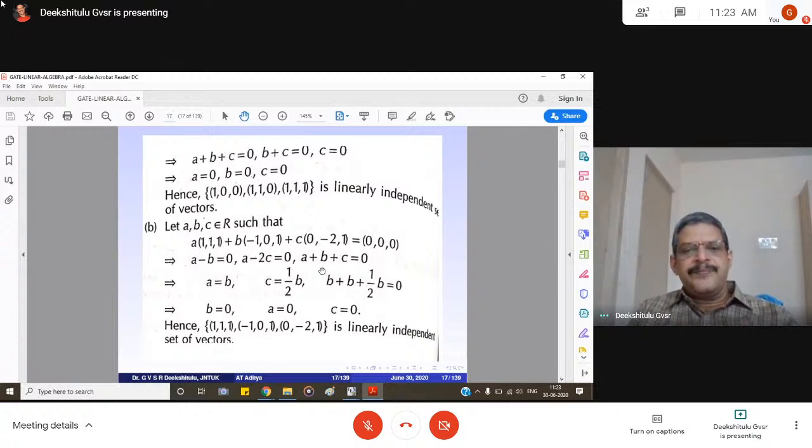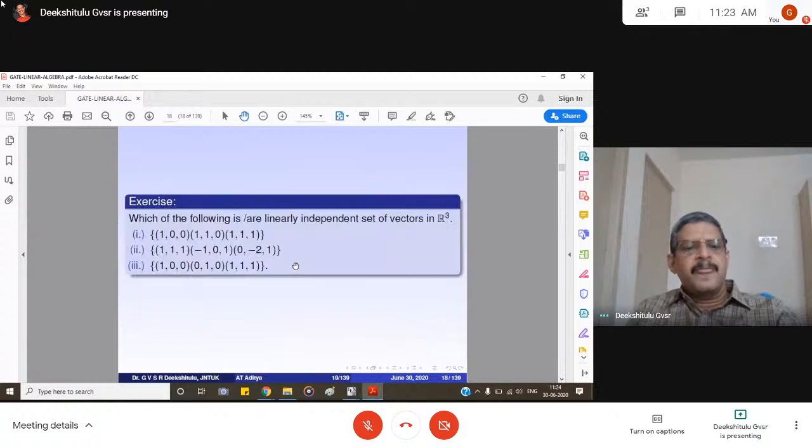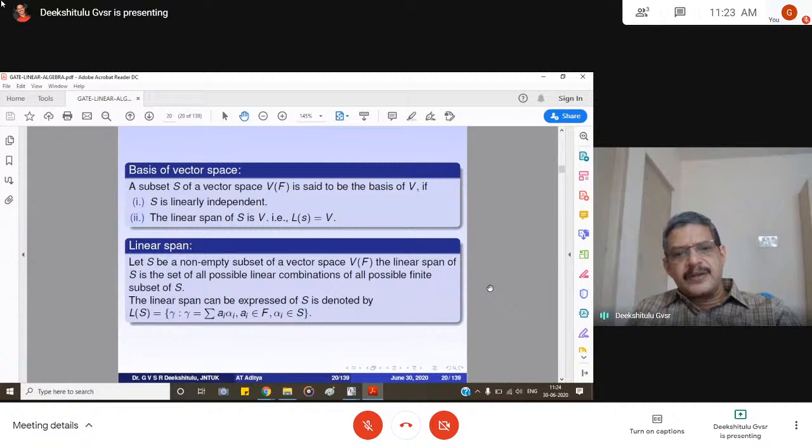Then a plus b plus c is equal to 0 becomes b plus b plus b by 2 is equal to 0. So b must be 0. When b is 0, a is 0 and c is 0. So these vectors are linearly independent. In a similar way you can do this problem, and treat it as an exercise.